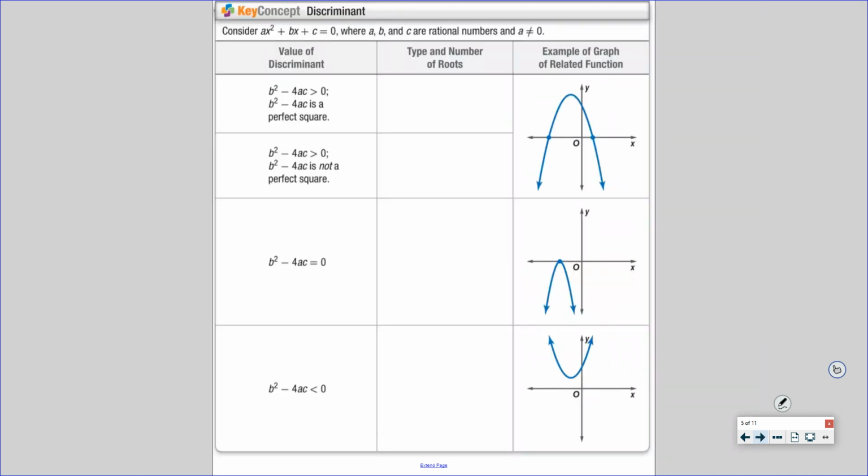If we get a discriminant that's positive, greater than 0, that's just saying positive, and it's a perfect square, we're going to get 2 real rational roots. And what that looks like on a graph means 2 rational x-intercepts.